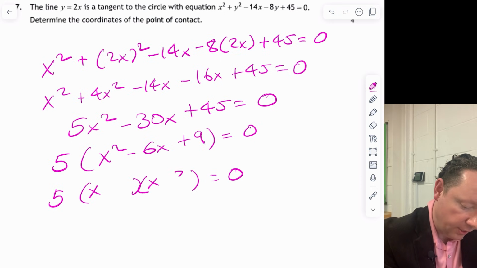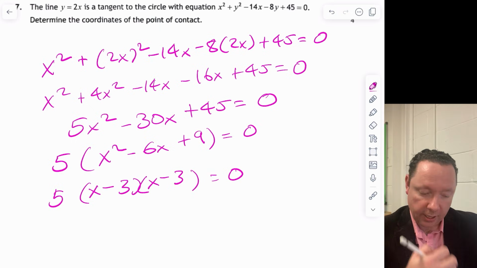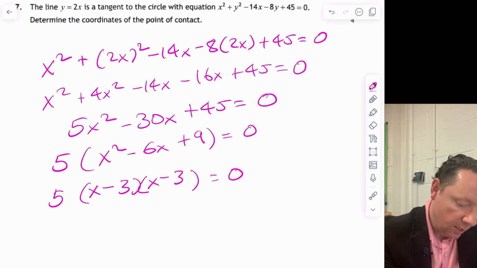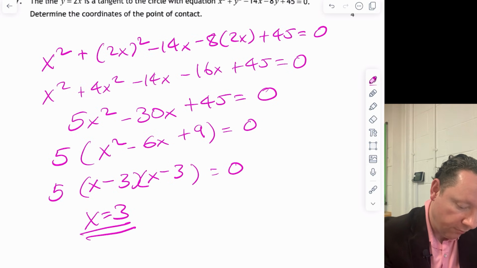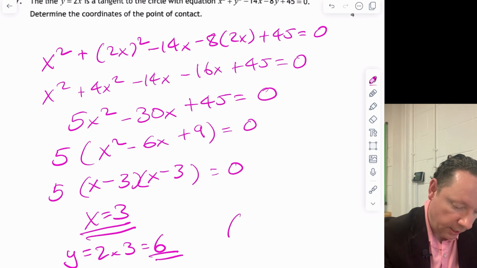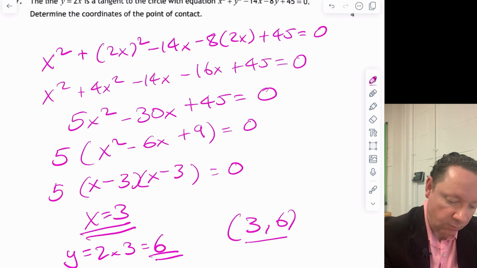Half the term, that's 3 and 3, minus minus. Minus is a minus is a plus, that's plus 9. Minus 3 is minus 6. So you get x equals 3 as your x coordinate, and therefore y equals 2 times 3, 2x, which is 6. So your point of contact is (3, 6), and we're done there.